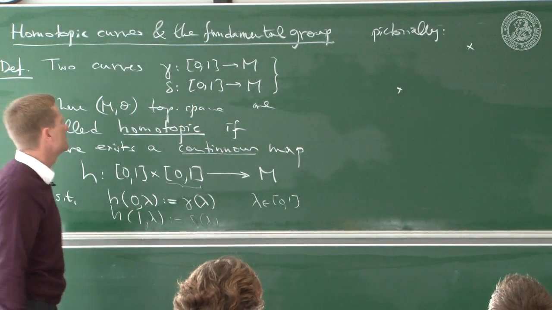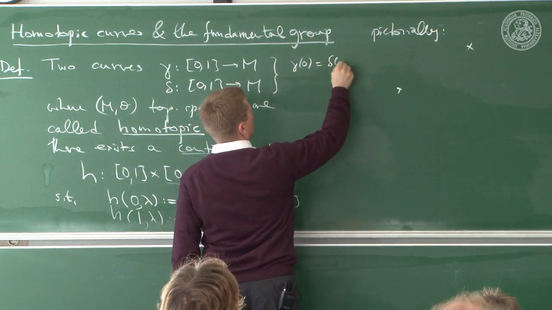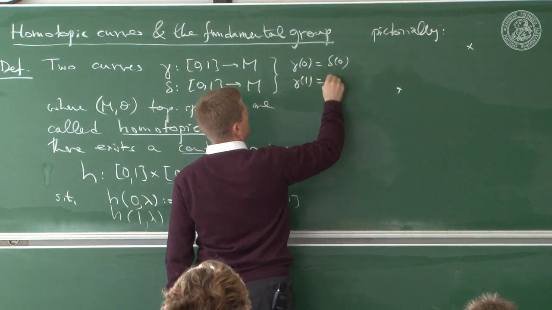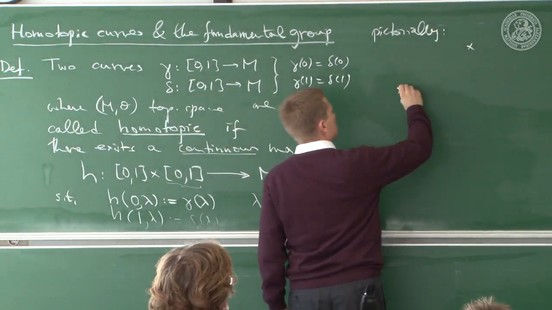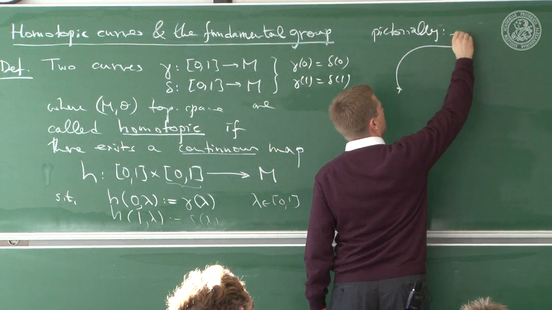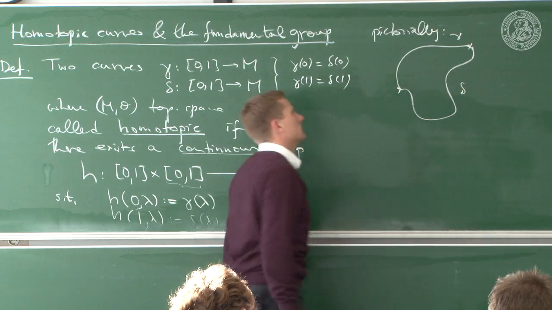I think that is what I want. Yeah, that's what I want. So where gamma of 0 is delta of 0 and gamma of 1 is delta of 1. So let's take two curves that start at the same points. Let's say this is gamma, and let's say this is delta, the curve.